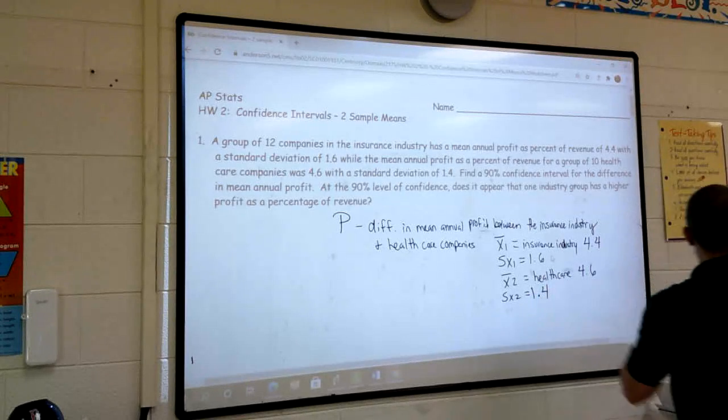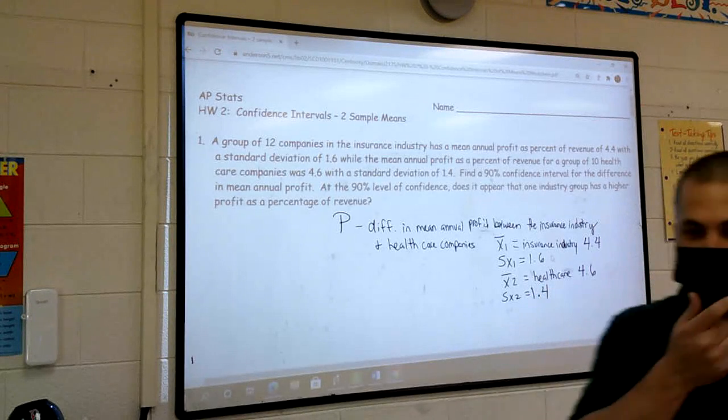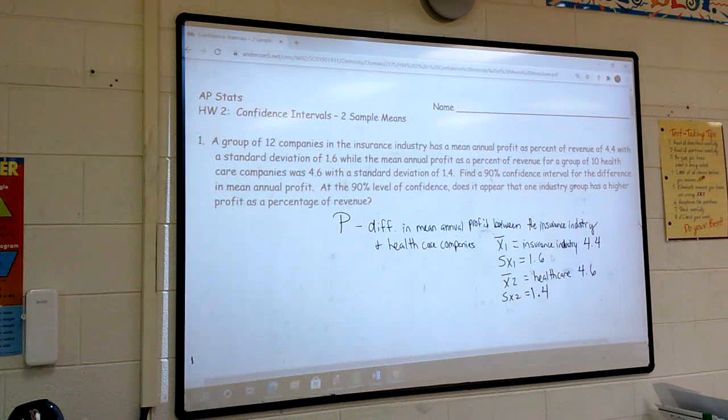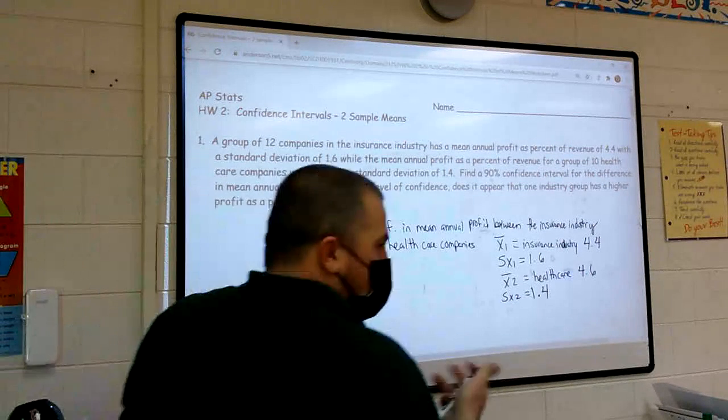Now, if I was just guessing, I don't think there's a big difference between these two, because just looking at the numbers, the insurance industry is about 4.4% and the healthcare industry is 4.6%. That's pretty close, right? That's only 0.2% away from each other. So we're probably going to have difficulty proving that one is higher than the other. You can see that already when you start the problem.